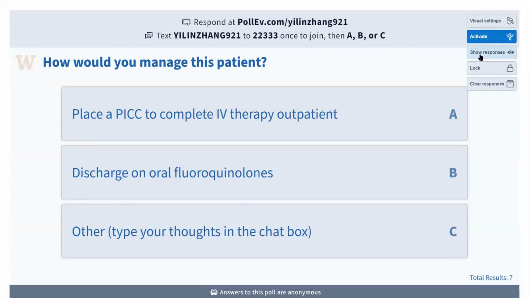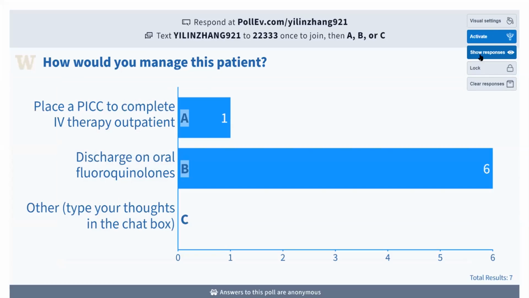All right, let's see what people have said so far. Looks like most of you feel comfortable discharging on oral fluoroquinolones. I didn't put a right answer here, but I would be inclined to agree in this situation.